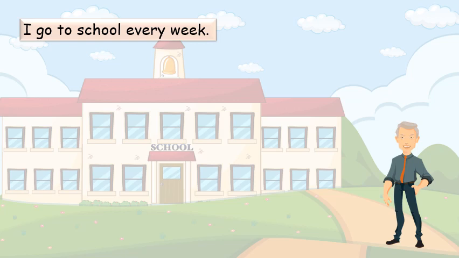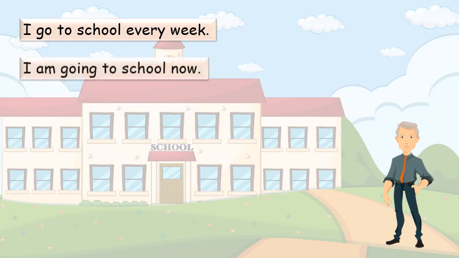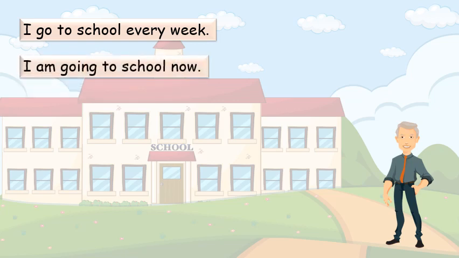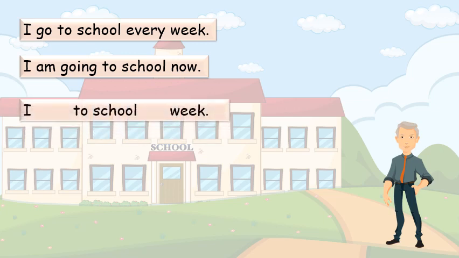Present tense, I go to school every week. Present continuous tense, I'm going to school now. Past tense, I went to school last week. Now answer my questions. When do you go to school? Every week. When did you go to school? Last week.